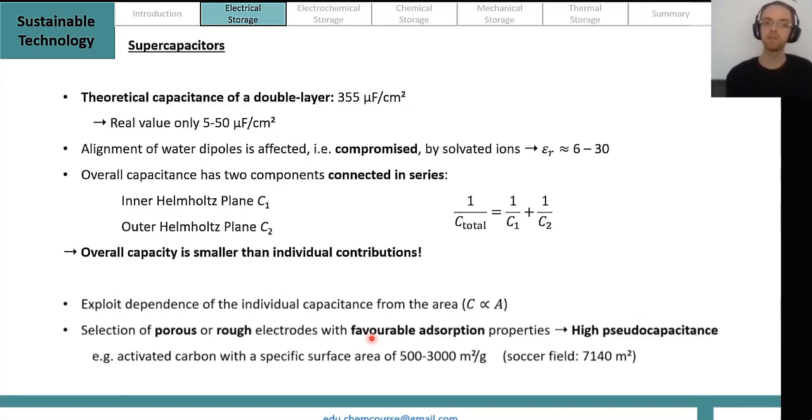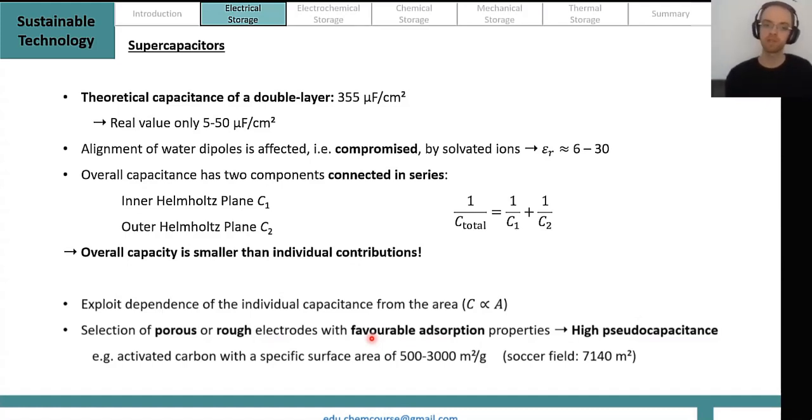And this is due to the alignment of water dipoles, that this is affected and in fact actually compromised in a way. And you see that the relative permittivity of water cannot be assumed to be around 80 as we saw before, but we would rather have to assume a value somewhere between 6 and 30. Also, the overall capacitance has multiple components.